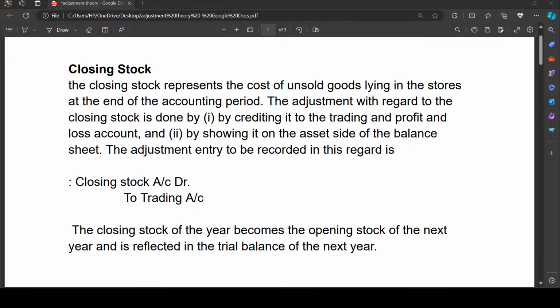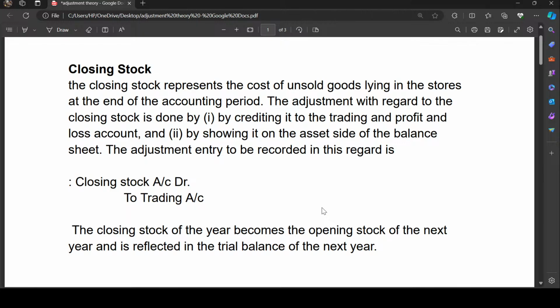Closing stock. So, first one is closing stock. The closing stock represents the cost of unsold goods lying in the stores at the end of the accounting period. The adjustment with regard to the closing stock is done by crediting it to the trading and profit and loss account and by showing it on the asset side of the balance sheet. The adjustment entry to be recorded is: closing stock account debtor to trading account.